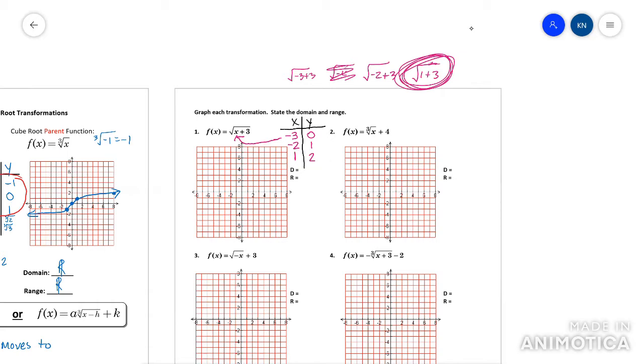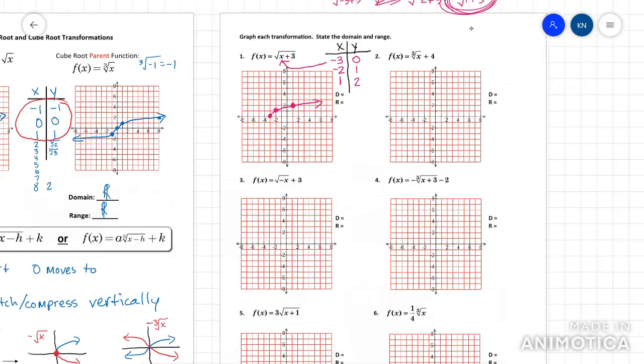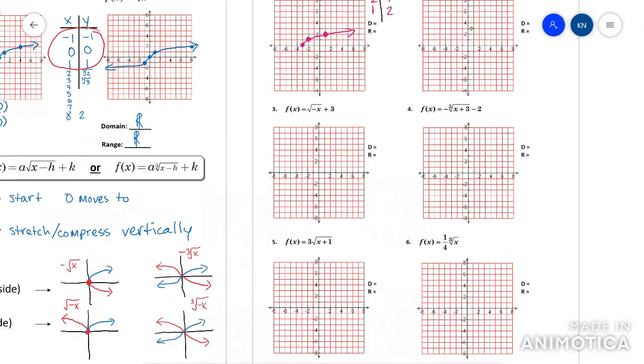Well, now I can graph it. -3, 0, -2, 1, 1, 2, and it just takes the normal square root function shape. Hope that made sense. Let's look at another square root while we're thinking about it. Okay, you've got your x and your y. Now the number that would make this part root 0 would just be 0.